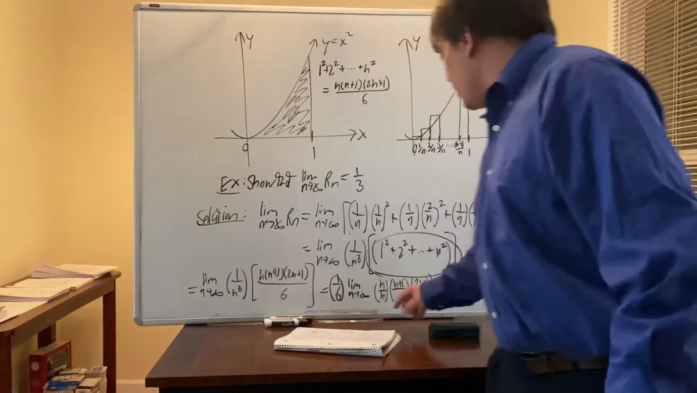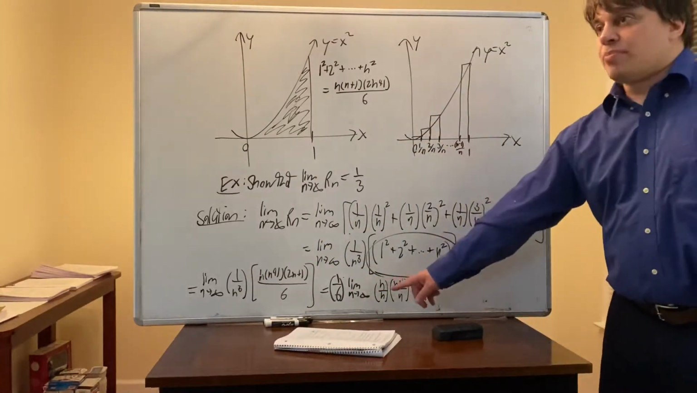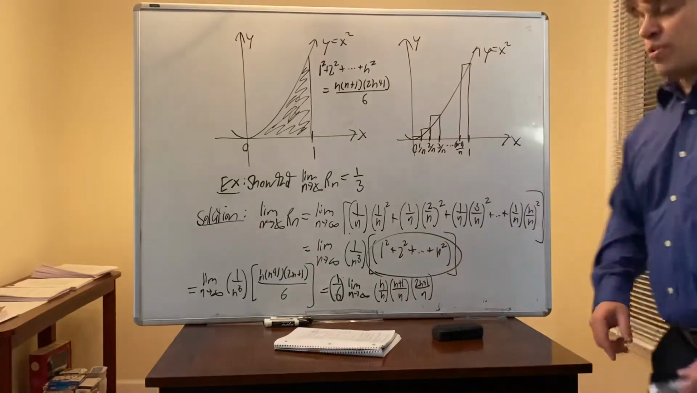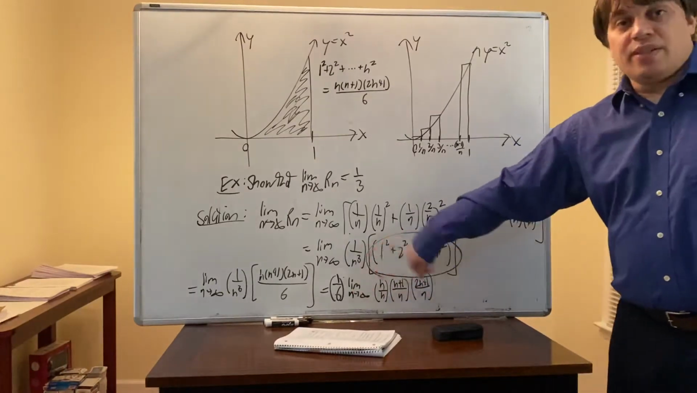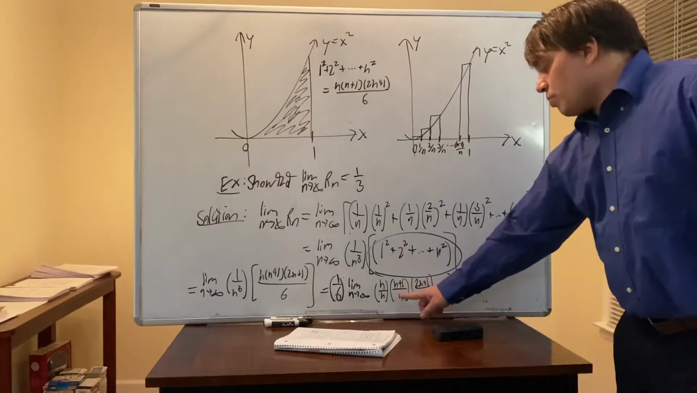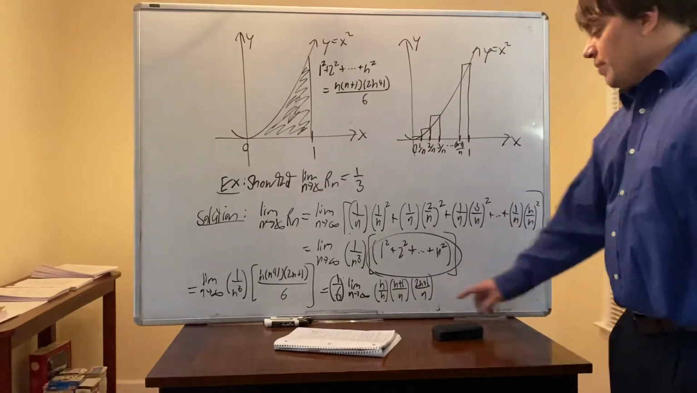So each of these factors, I divide by one of those n's. I get 1/6 times the limit as n approaches infinity of n over n times n plus 1 over n times 2n plus 1 over n. And the limit of a product is the product of the limits if each limit exists. And n plus 1 over n is 1 plus 1 over n. 2n plus 1 over n is 2 plus 1 over n. N over n is 1.